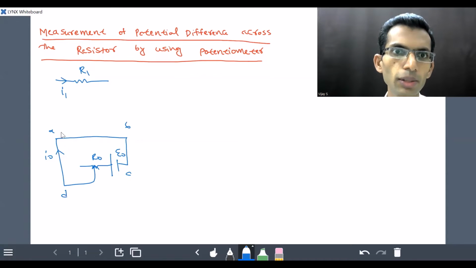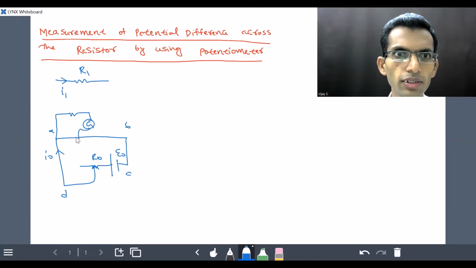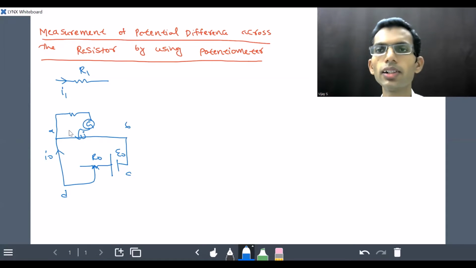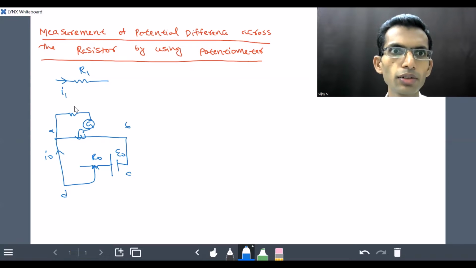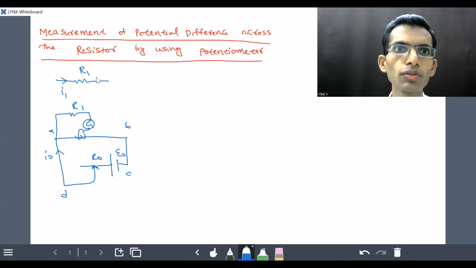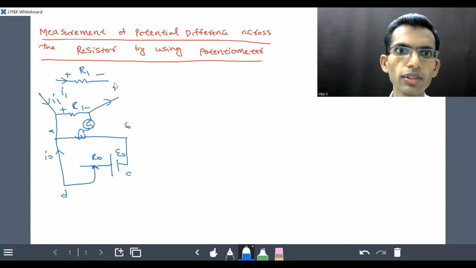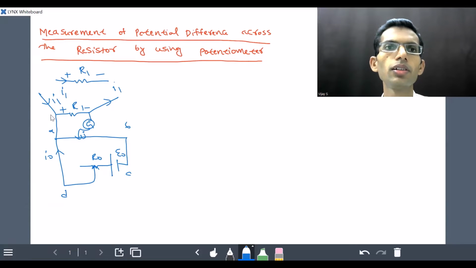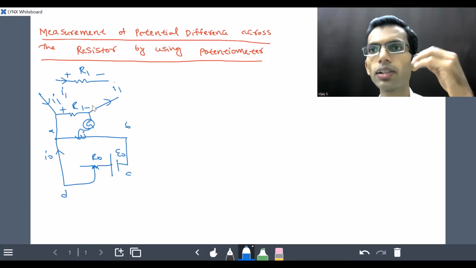In the sub-circuit, resistance and galvanometer are connected in such a way that junction A is connected to here. When current flows from left to right, we know that current always flows from higher potential to lower potential. We indicate a positive sign here, negative sign here. This is the I1 current entering, and this is going to leave. That means this resistance R1 is part of another circuit.